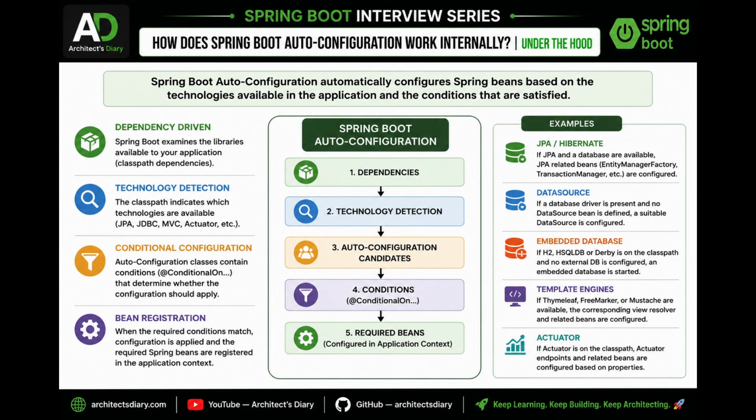Spring Boot is now able to detect the relevant technology, and it will automatically consider the JPA related auto configuration. Similarly, if the database related classes are available, Spring Boot can consider the data source related configuration. The important word is consider. If the dependency is present, it does not mean that Spring Boot will blindly create every possible bean.